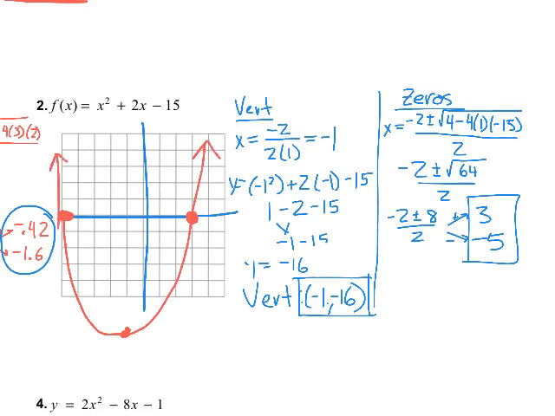That's all there is to it, guys. Okay? So find your vertex just like you know how. Find your zeros just like you know how. And then connect them together with a parabola.